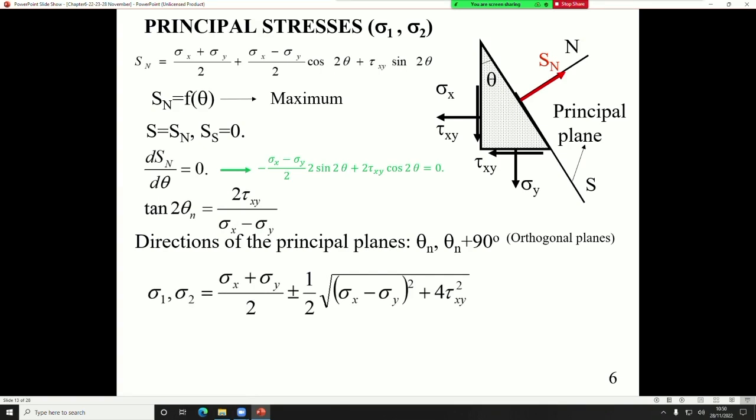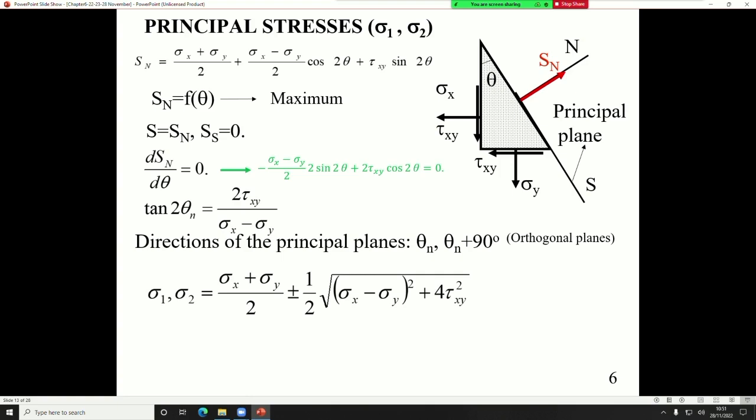So I repeat, at any point in a loaded structure for a two-dimensional plane stress or plane strain problem, we have two planes which are only subject to normal stresses. They are called principal planes. Their directions are called principal directions. The stresses applied to them are called principal stresses. One of them is bigger than the other one. We call it maximum principal stress.